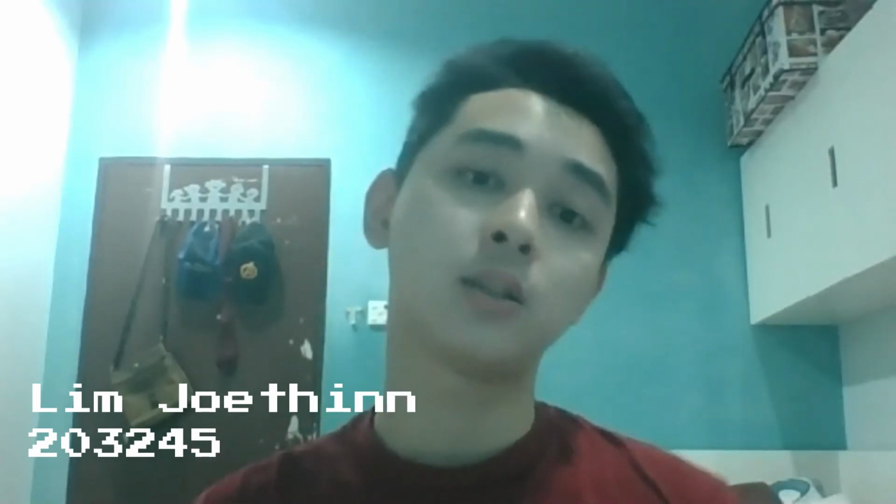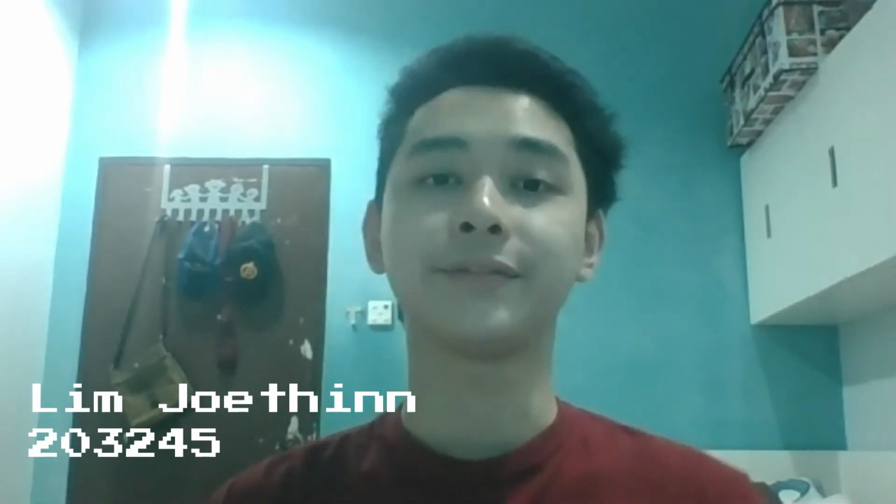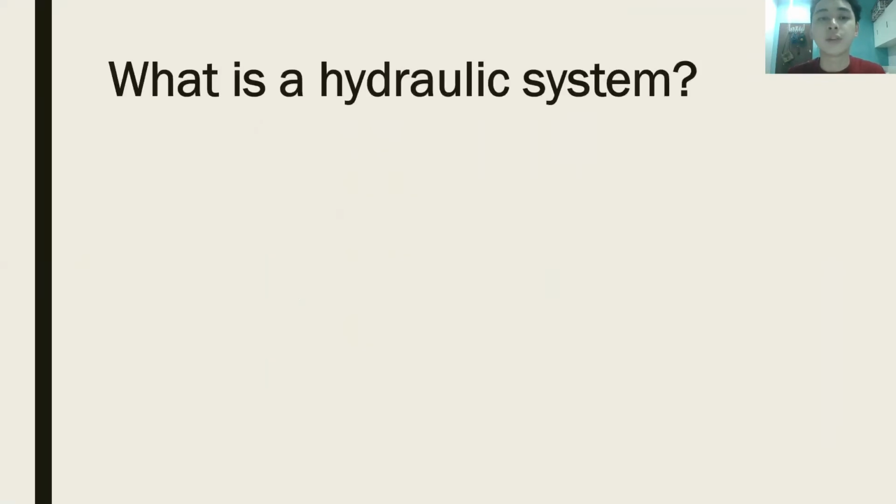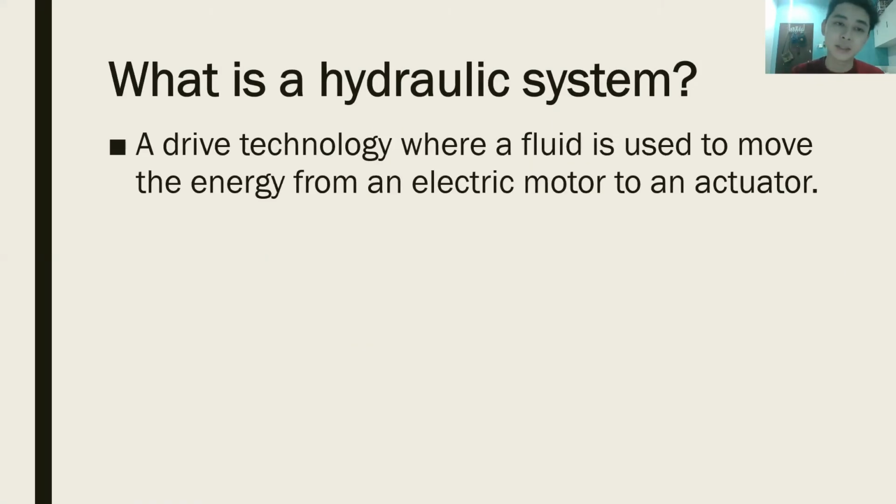Hi, my name is Lim Jyotin and my matric number is 203245. As for my part, it's about hydraulic components. First of all, what is a hydraulic system? A hydraulic system is a drive technology where a fluid is used to move the energy from an electric motor to an actuator, such as a hydraulic cylinder.